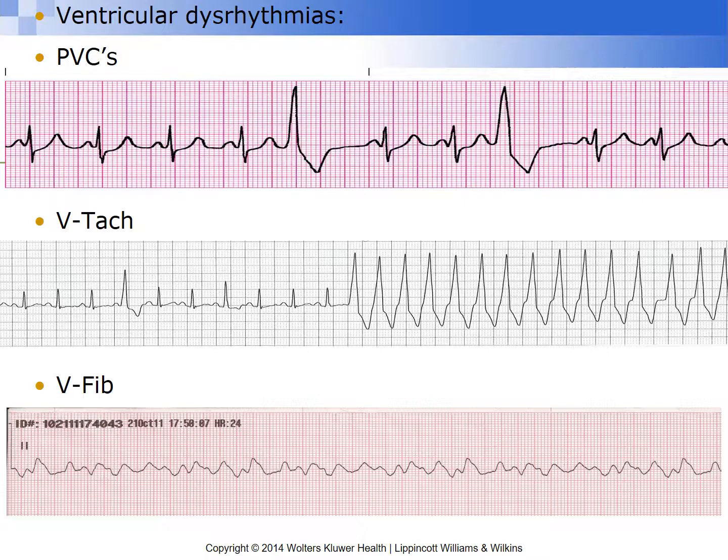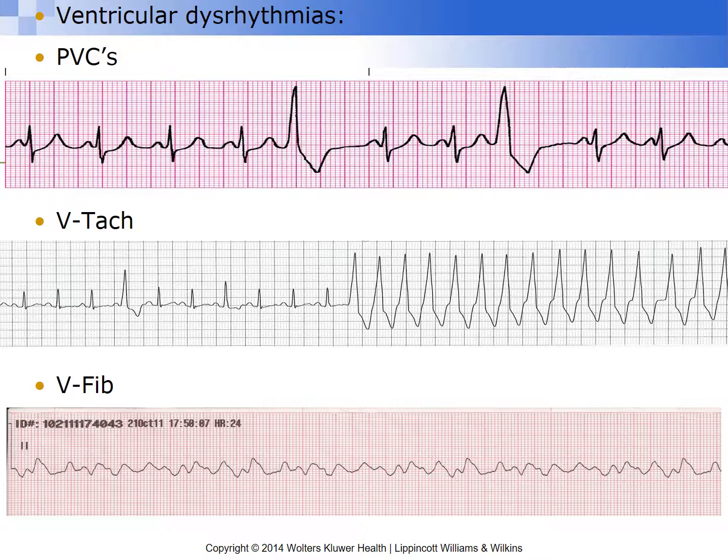In your top one there, the premature ventricular contractions, PVCs, you can see the abnormal beats. They're kind of in the center and then closer to the right side. Obviously we're moving along pretty regular there, and then all of a sudden we have these abnormal beats going on. Okay, so that's your premature ventricular contractions.